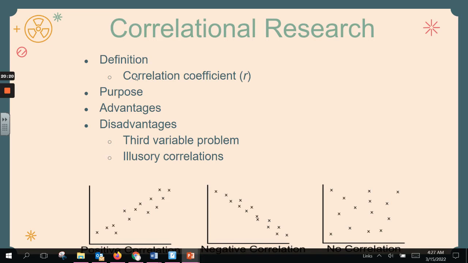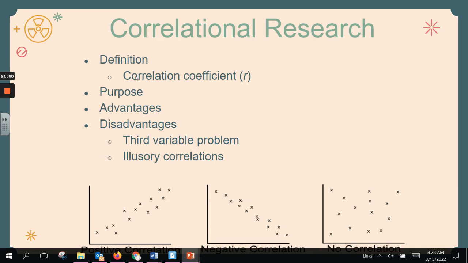There's two other problems. The first one is the third variable problem. So something else that we are not studying has caused the relationship. So if I'm studying the link between violent media, such as video games, movies, and violence, then I might say that those are linked, which they are. There's a correlation between those two. But there might be a third variable, such as abusive parents, that causes that violent video game to cause violent behavior, something that I haven't taken into consideration.